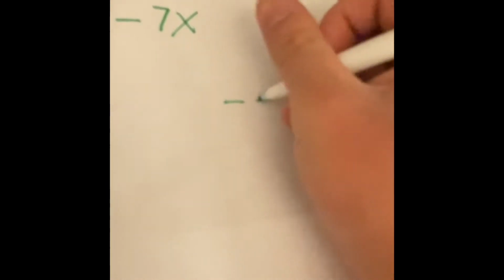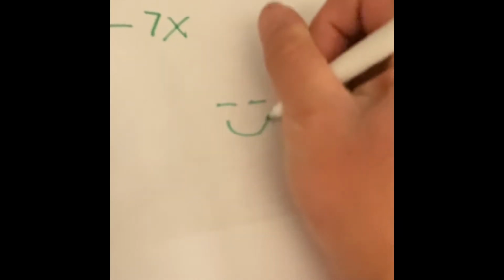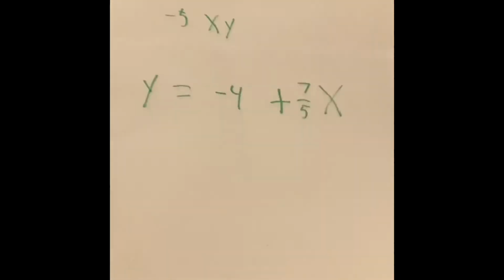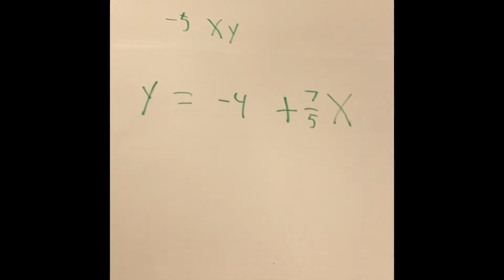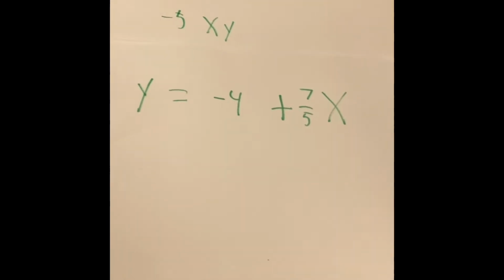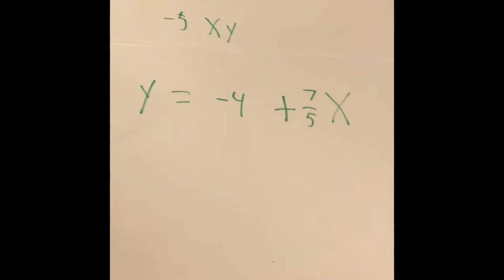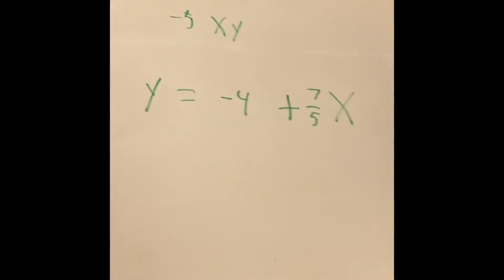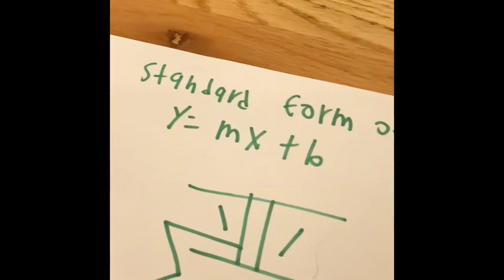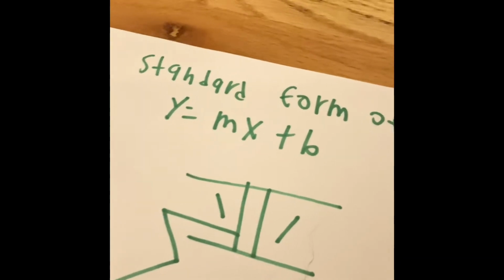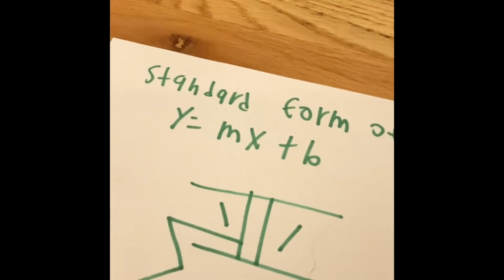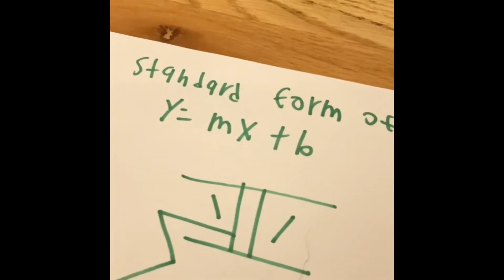When you have a negative divided by a negative, or a negative multiplied by a negative, it becomes a positive number. So we have y equals negative 4 plus 7 over 5x. But we can rearrange this equation, because we wanted it in y equals mx plus b form, or slope-intercept form, which is another way you can name it.